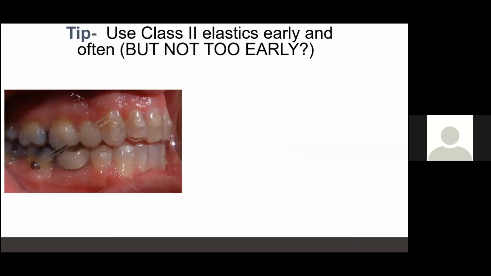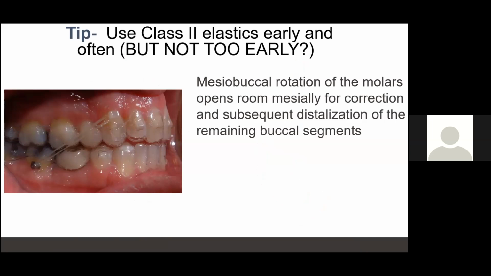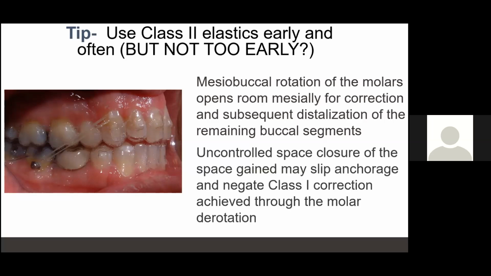Excuse me. When do you use class 2 elastics? It's a nuanced question, and it's one that I want to discuss with you because, as I mentioned, when you derotate the molar, you're opening up space instantly. So how do you control the space closure? Because if you don't run a class 2 elastic day 1, your posterior occlusion, the aligner is closing the space. Your posterior can slip forward. So you want to run elastics day 1 in your class 2 cases.